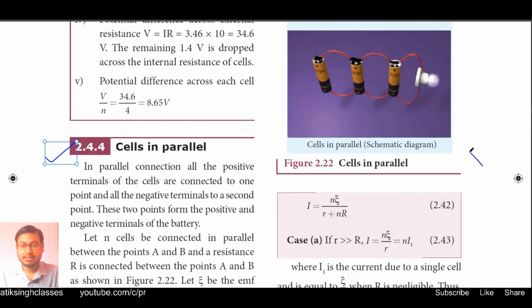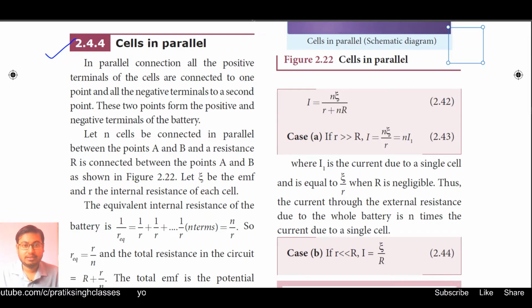As you can see in this figure 2.22, 3 cells are given here. That means a combination of battery, and here the positive terminal of each cell is connected together, and the negative terminals of each cell are connected together. So positive, positive, positive to one terminal of the load, and then negative, negative, negative to the other terminal of the load. Here we will study how to find the total resistance of the given cells and what other things are related to the combination of cells in parallel.